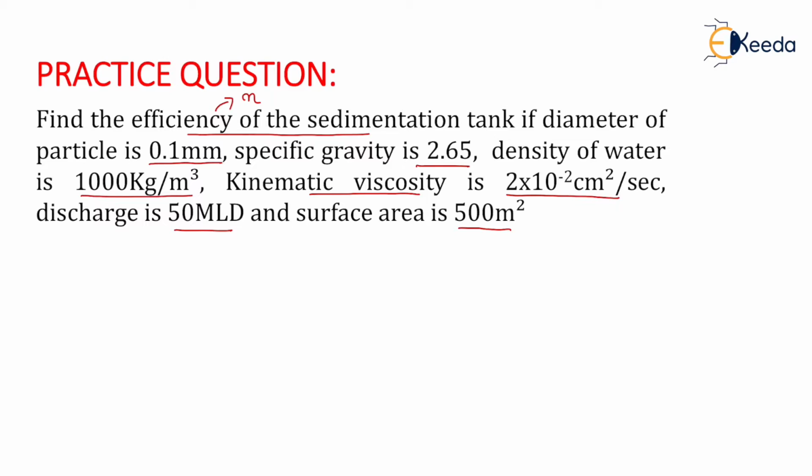Okay, we will start the solution by writing all the given quantities. Diameter of particle will be equal to 0.1 mm. We convert this mm into meter, that is 0.1 into 10 to the power minus 3 meter. Now the next value given here is specific gravity equals 2.65. Density of water is also given, which will be equal to 1000 kg per meter cube.